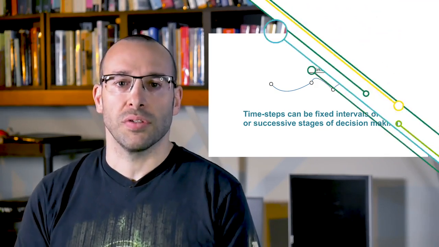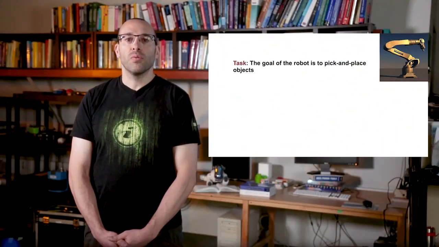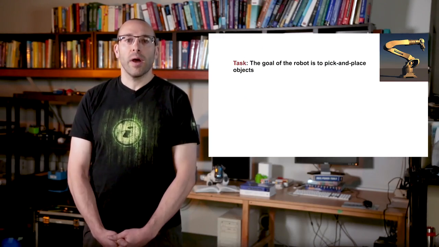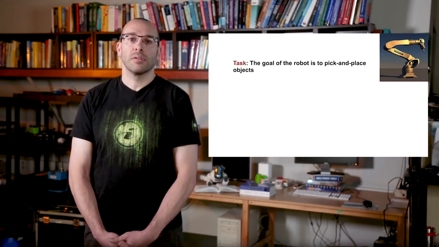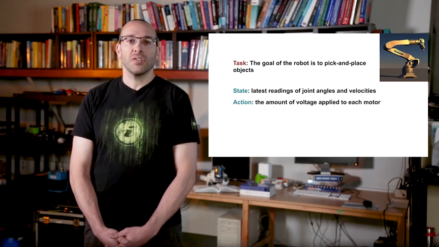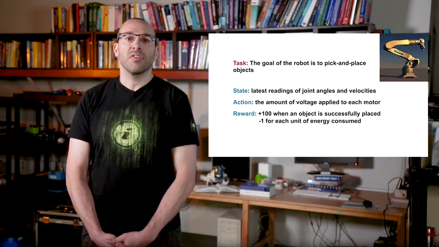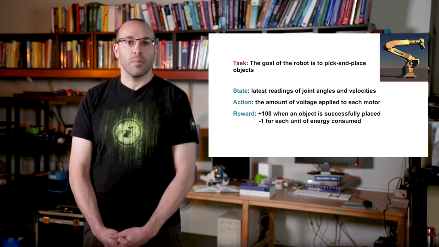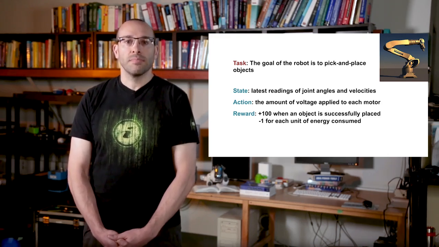Let's look at one more application. Suppose we want to use reinforcement learning to control a robot arm in a pick-and-place task. The goal of the robot is to pick up objects and place them in a particular location. There are many ways we could formalize this task. Here's one possibility. The state could be the readings of the joint angles and velocities. The actions could be the voltages applied to each motor. The reward could be plus 100 for successfully placing each object. But we also want the robot to use as little energy as possible. So let's include a small negative reward corresponding to the energy used. That was not so hard.